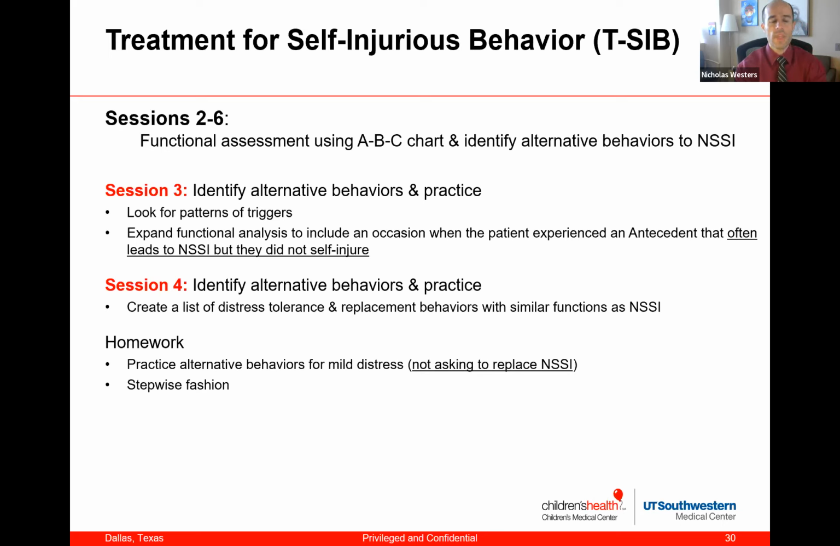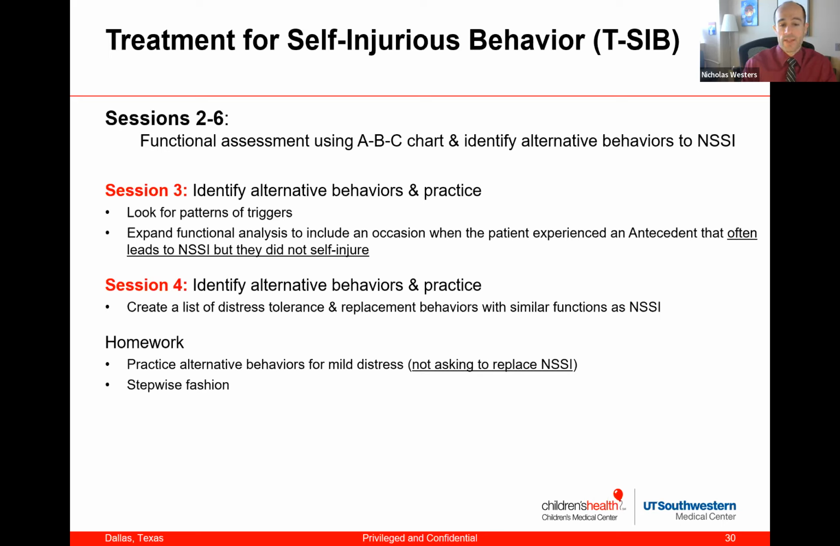And then in session 4, we're going to start identifying alternative behaviors and practices more specifically by creating a list of distress tolerance and replacement behaviors, again, with similar functions as the self-injury. The homework is to practice these behaviors in response to instances of minor stress. So in both sessions 3 and 4, the goal isn't to apply these alternative behaviors when the urge to self-injure occurs, but to apply them to minor moments of distress, such as maybe the dog got loose and she had to go get the dog. That's pretty distressing. Or maybe she just learned that the house they're renting is not going to allow pets, but they didn't give them a deadline. So it's still distressing, but not to the point that she wanted to self-injure.